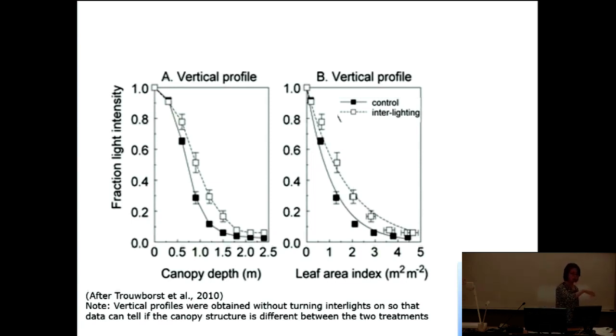Therefore, the lower canopy has higher light intensity, okay? So the leaf size or the leaf angle may have been affected. Therefore, the canopy structure changed, and the interlighting canopy now lets more light penetrate from the top compared to the control. So I would say canopy structure was improved by putting in interlighting. That's a good thing, right? That's a good thing.